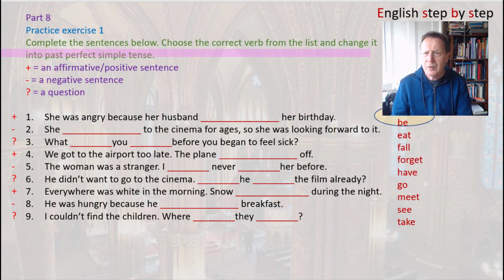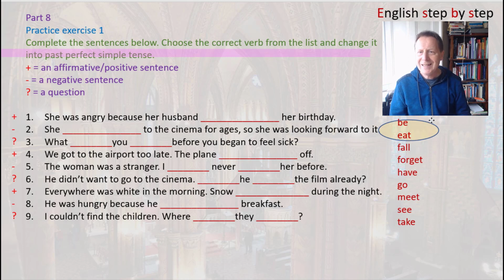And here are the verbs be, eat, fall, forget, have, etc. So you have to change these into the past participles. In this case, been, eaten, fallen, forgotten. And you have to use the auxiliary verb had.